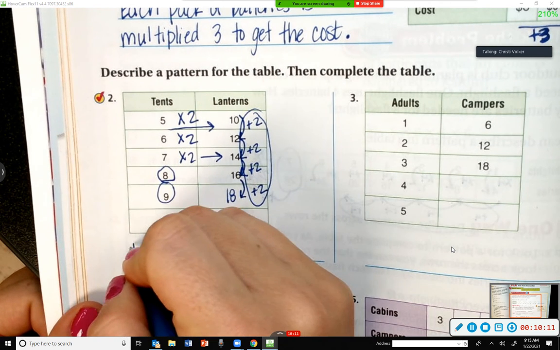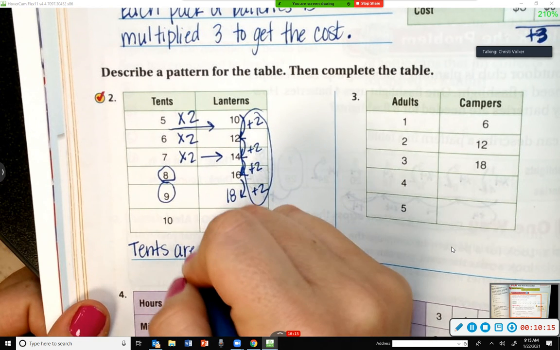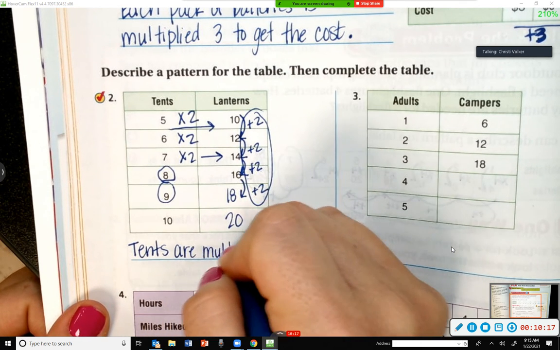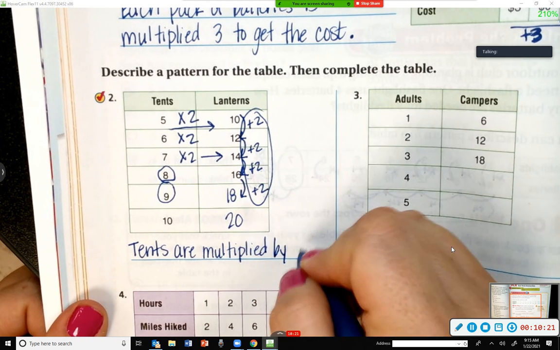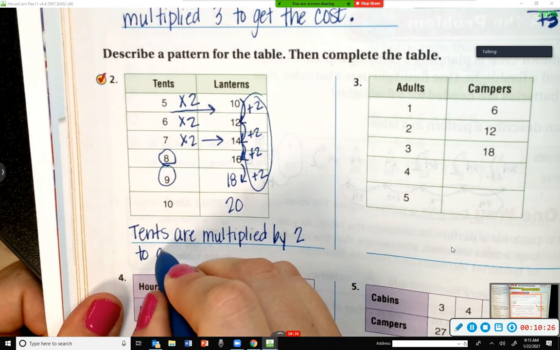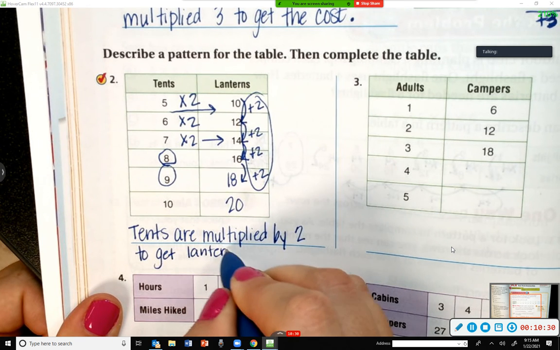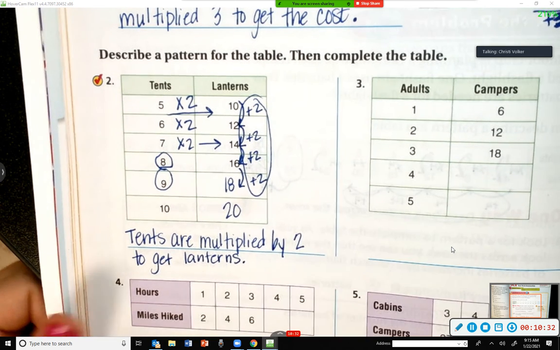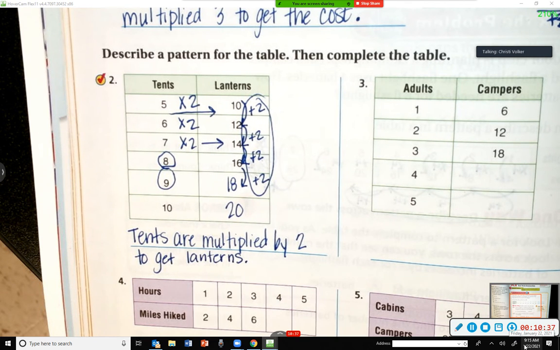I would multiply tents by what? By 2 to get the lanterns. Okay, tents are multiplied by 2 to get lanterns.